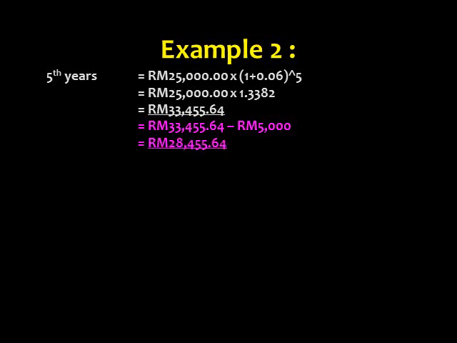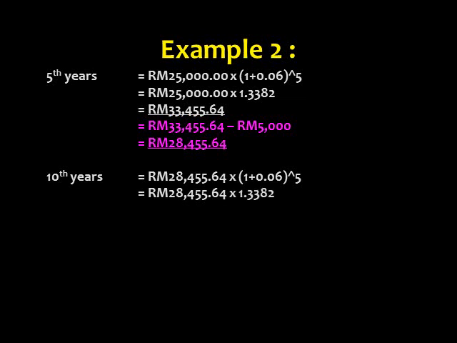And the total amount that he already has now is 28,455 ringgit 64 cents. However, this money will carry forward another 5 years. That's why we carry forward 28,000 times 1 plus 0.06 power of 5, because we want to carry it another 5 years.